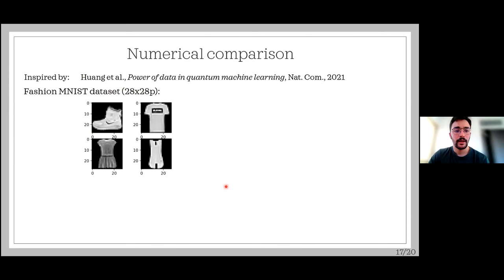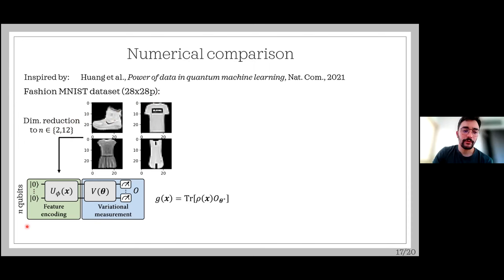The way we do it is that we take the Fashion MNIST dataset, which consists of 28 by 28 pixel images, and we do principal component analysis to reduce the dimension to some n between 2 and 12. And n is basically going to be the number of qubits on which our quantum circuits, our explicit classifiers, work.